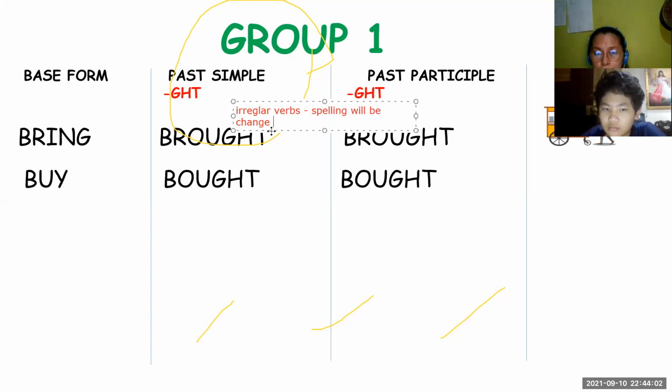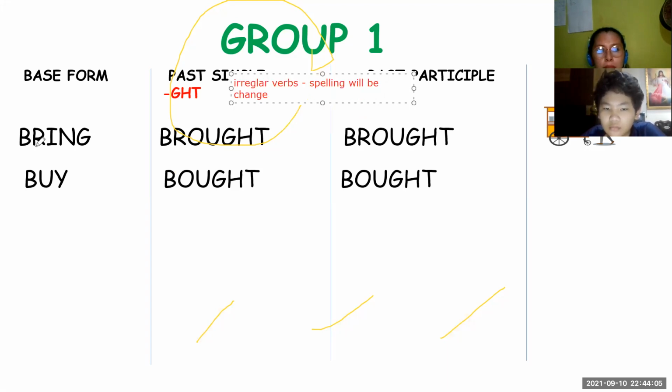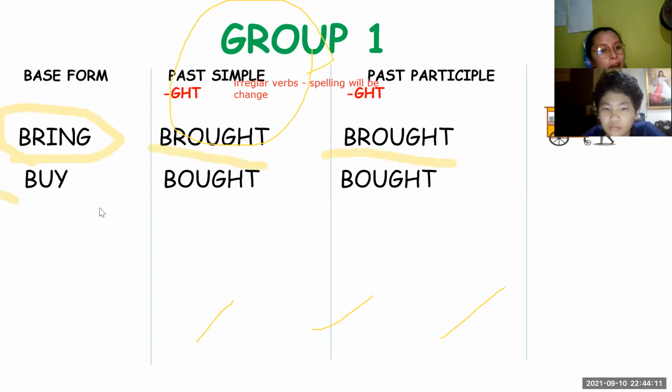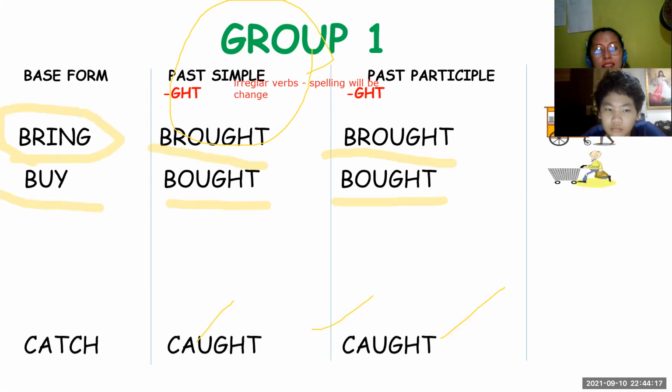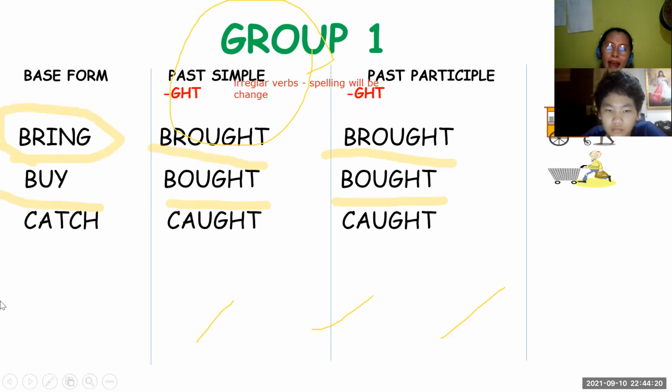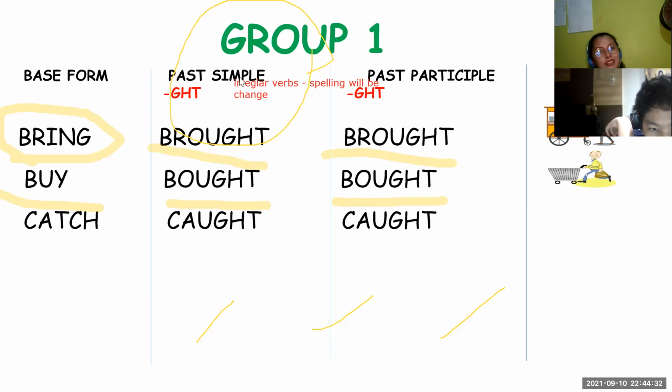So as you can see, what have you noticed? Look at the spelling of bring here. Brought. Brought. Buy. Bought. Bought. Okay. Next one, catch. What is the past simple of catch? Yes, Ben. What is the simple past of catch? Is it caught? Again, caught. Catch is caught.